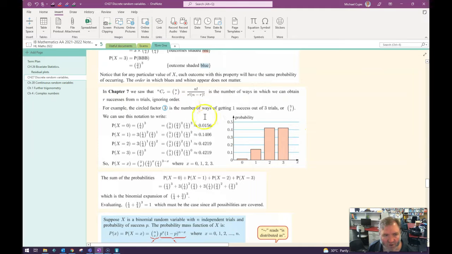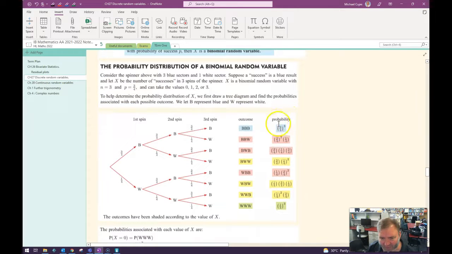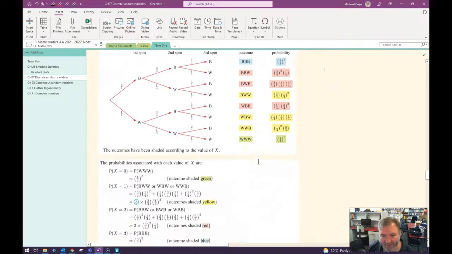Very interesting. What we notice is, we saw up here how this triple B occurred once, 2 blues and a white occurred 3 times, 2 whites and 1 blue occurred 3 times, and 3 whites occurred once. This is exactly the same as the coefficients we get when expanding a binomial product. When we expand (a + b) to the power of 3, we're going to get 1a cubed plus 3a squared b plus 3ab squared plus 1b cubed. So Pascal's triangle coefficients correspond to the number of different ways these things can happen.